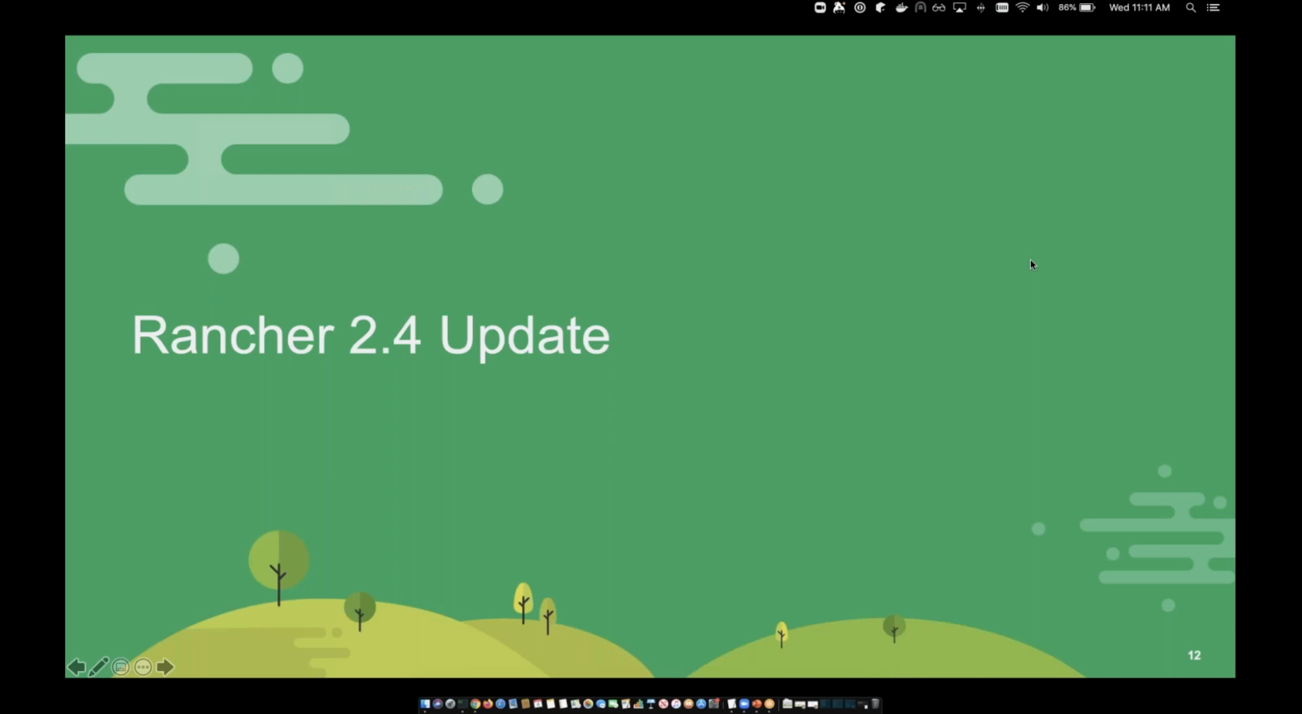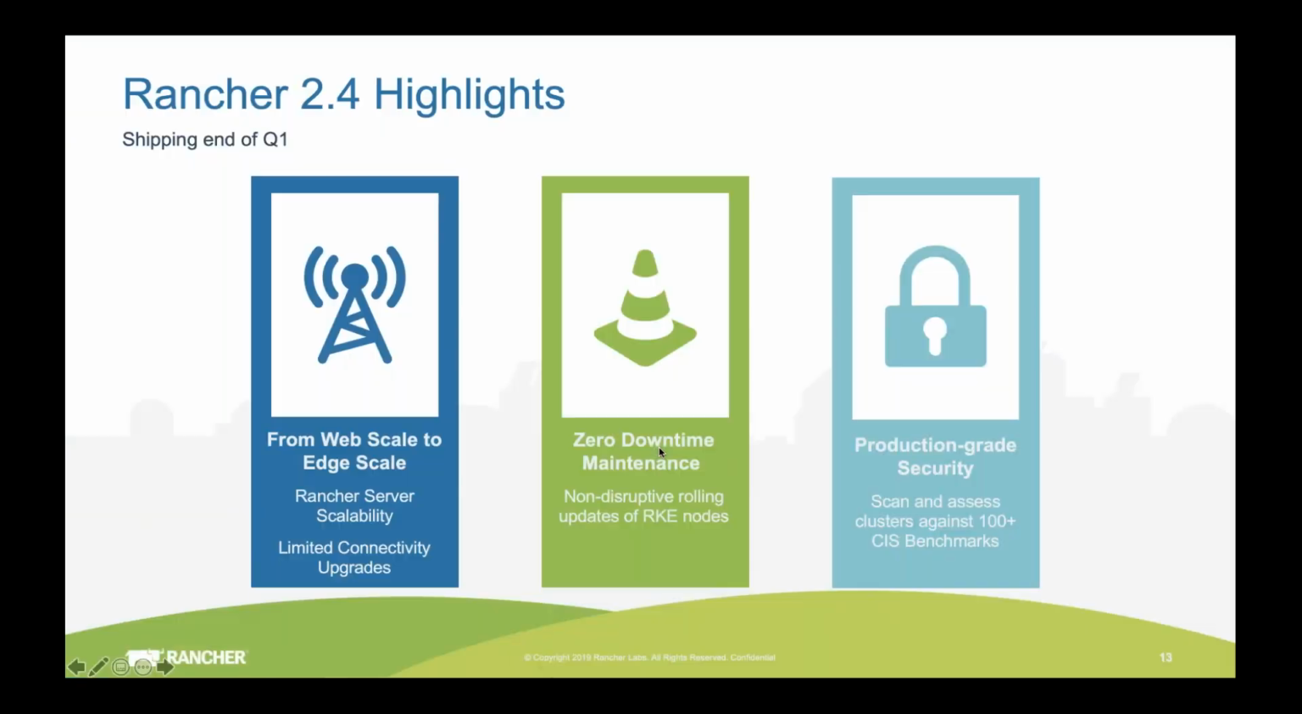All right, so first things first, we're going to do a quick Rancher 2.4 update. We're working really hard on Rancher 2.4 right now and should be shipping soon. The key features to look at are basically around, one of the main is scale. We've done a lot of work to reduce the memory and CPU consumption and increase the number of clusters that you can manage. This is going to be really beneficial as we look to adding additional clusters to service the edge use cases.